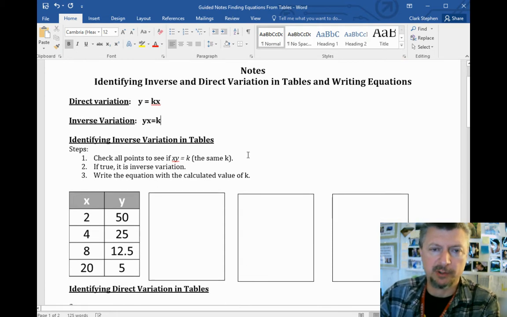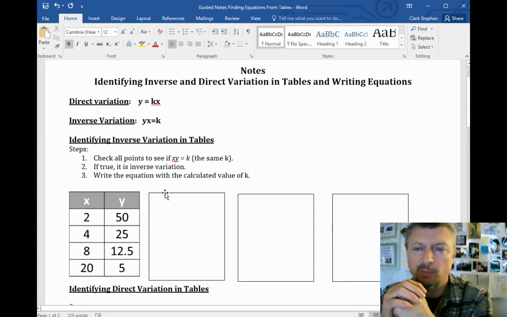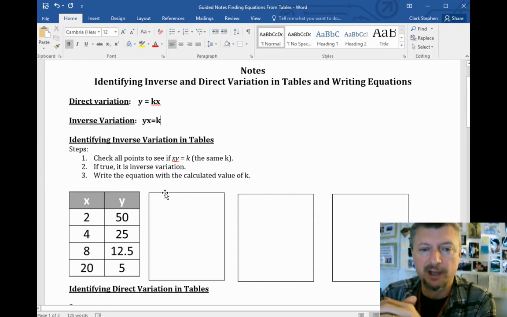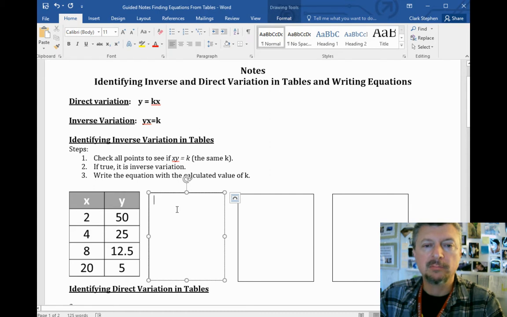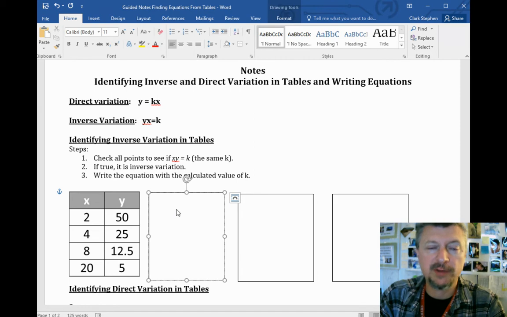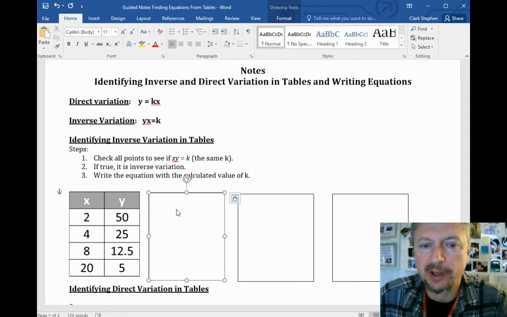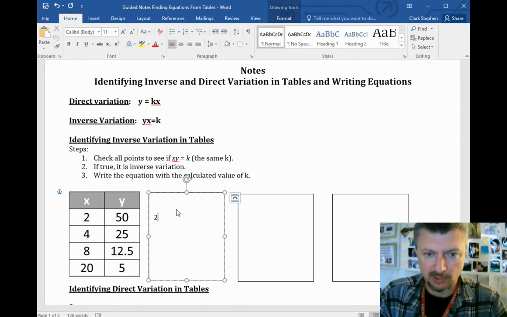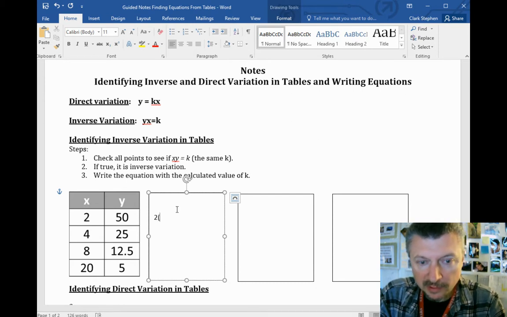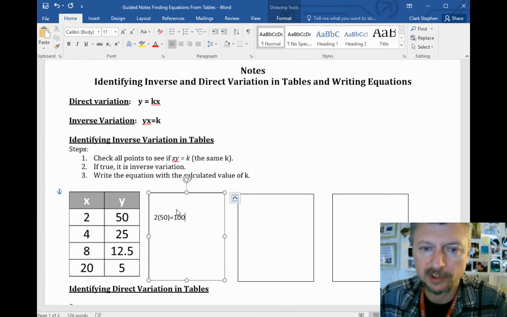So we're looking at this table here, and you would need to figure out, is it inverse variation? And this is how you do it. All right, what you do, let me move this down a little bit. There we go. So if it's inverse variation, y times x equals a number. So first point you have is 2 and 50. 2 times 50 equals, what does 2 times 50 equal? 100. Okay, let's check the next one.